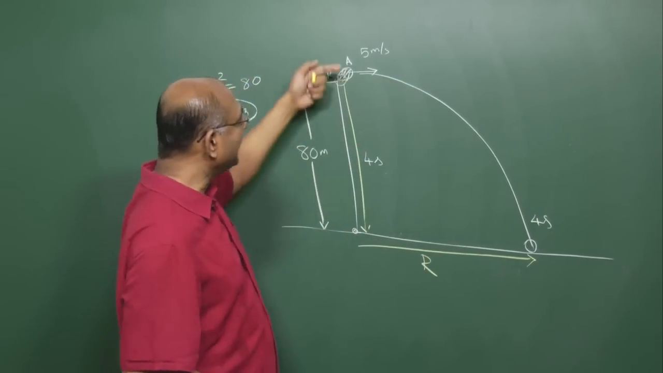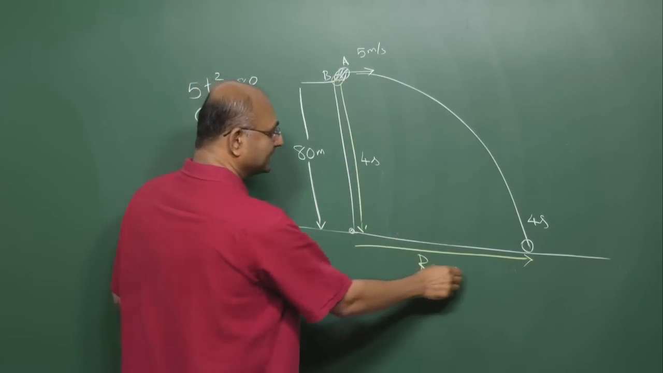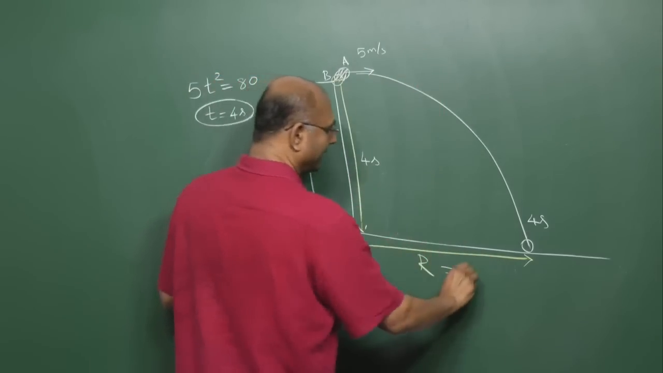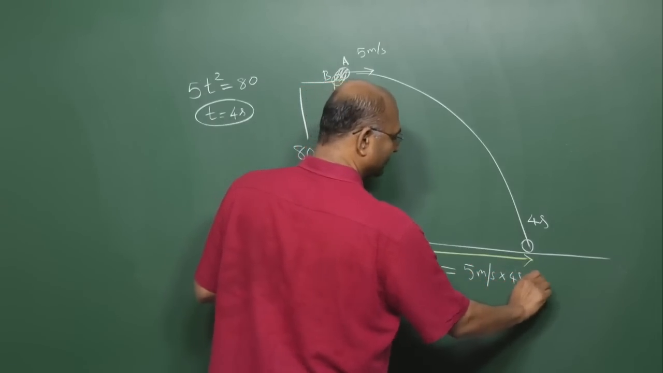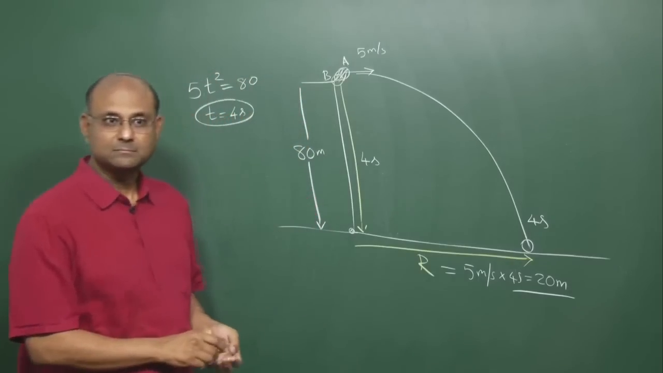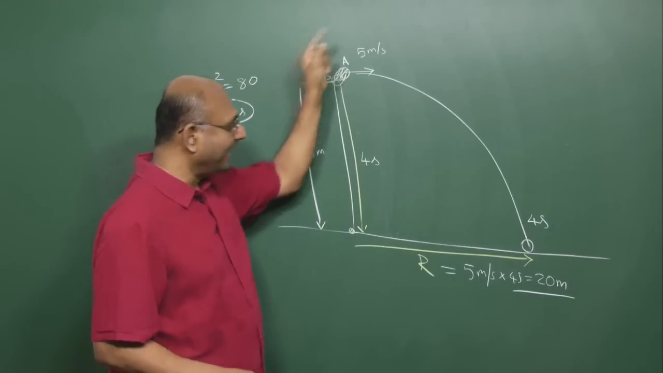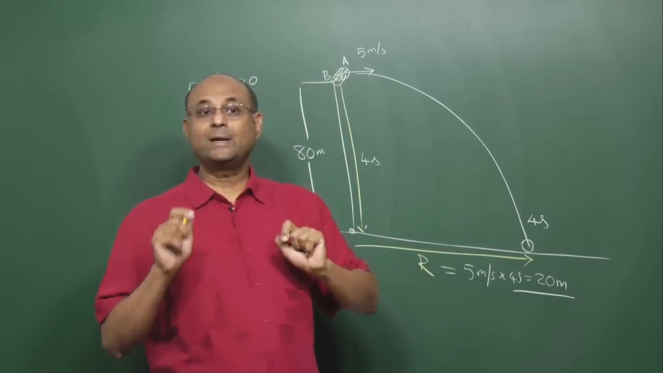But during this time, ball A's horizontal velocity remains constant. Therefore, the distance travelled by ball A is 5 meters per second into 4 seconds. So that is 20 meters. So is that clear? Okay. So ball A is going to take 4 seconds and is going to hit the ground 20 meters away from the base.